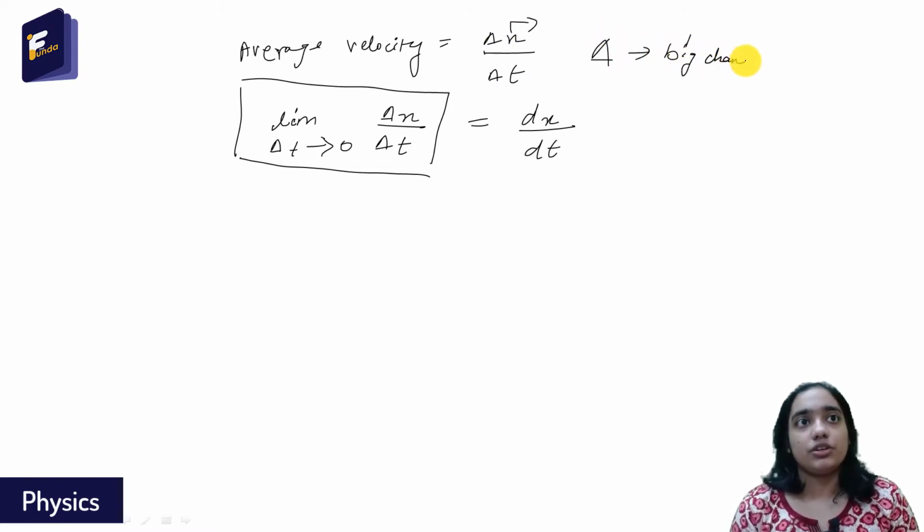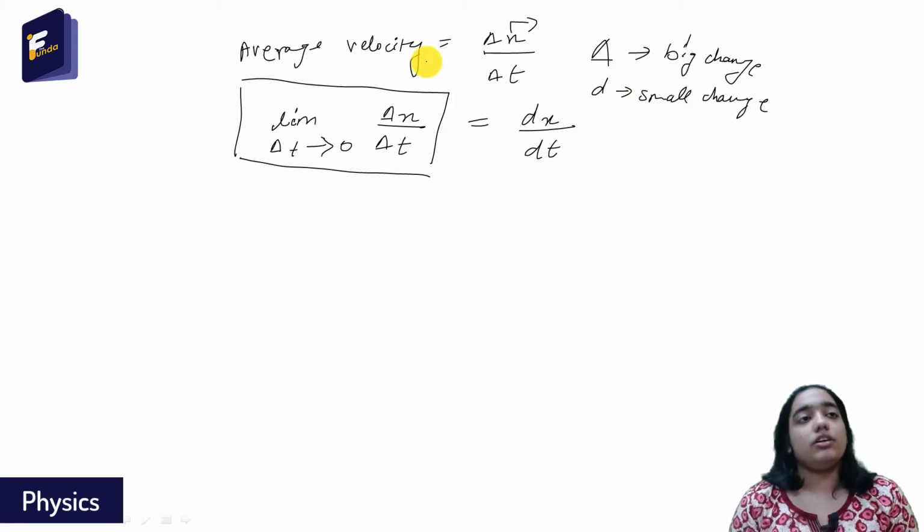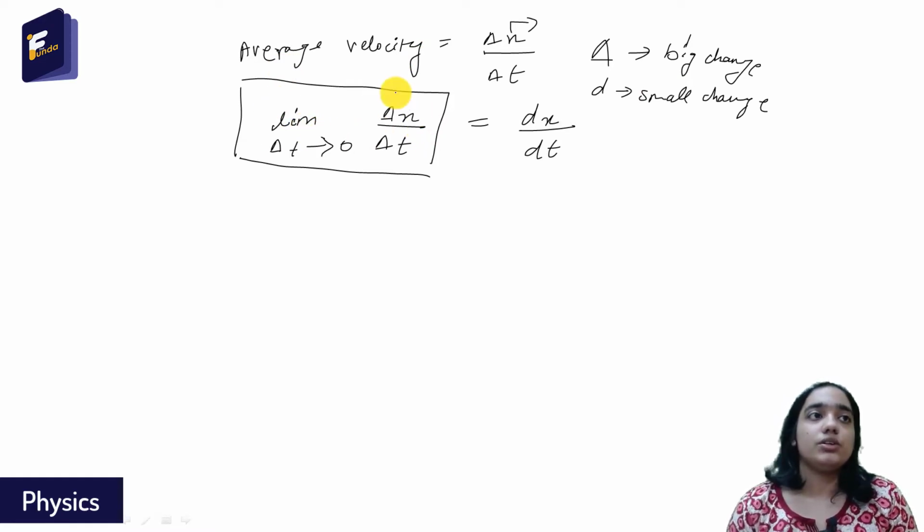Big change. That is big change in position by big change in time. And when I write dx, this is nothing but the younger brother. D is the younger brother of delta. That means D is small change. Okay, so limit delta t tends to 0, delta x by delta t is written as dx by dt.